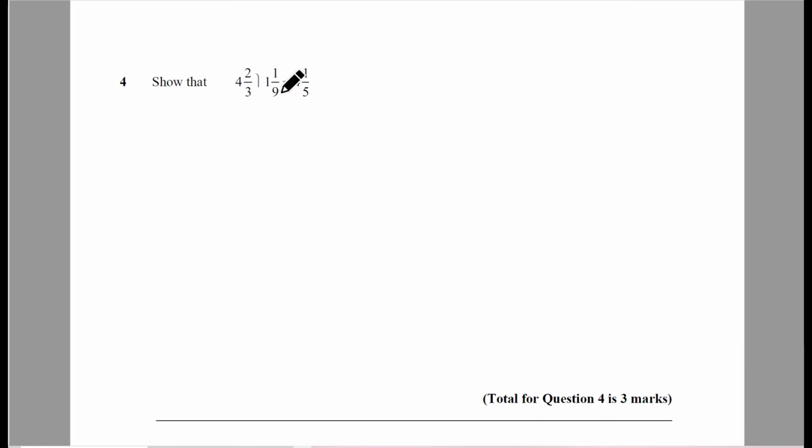Okay, so what's happened here? Something wrong with the formatting, but I believe that is a divide symbol here. So change this to an improper fraction. So 4 times 3 is 12, add the 2. That becomes 14 over 3 divided by 10 over 9.